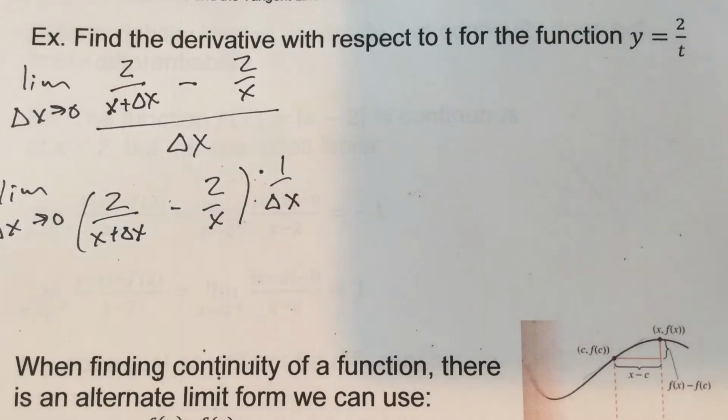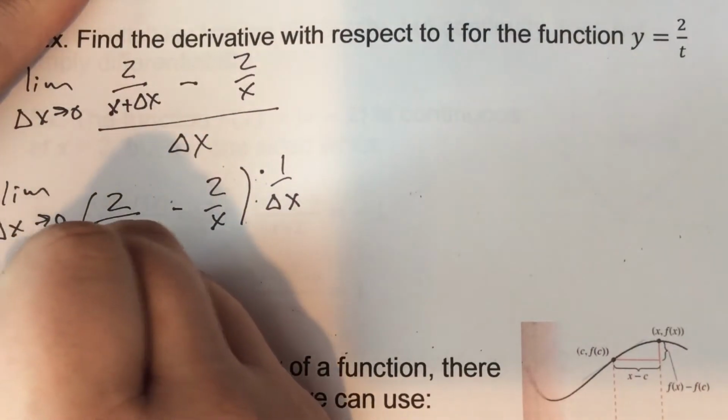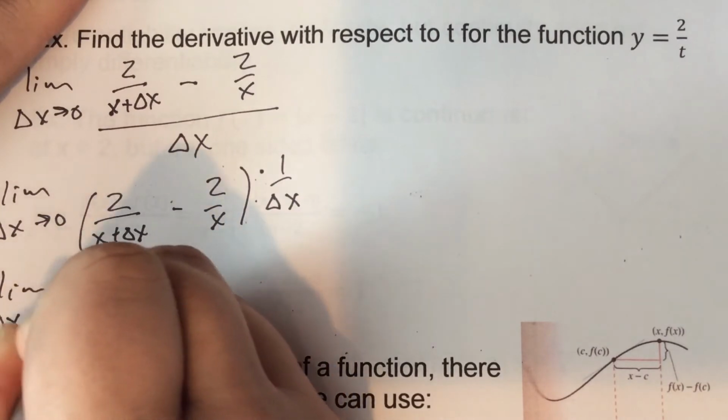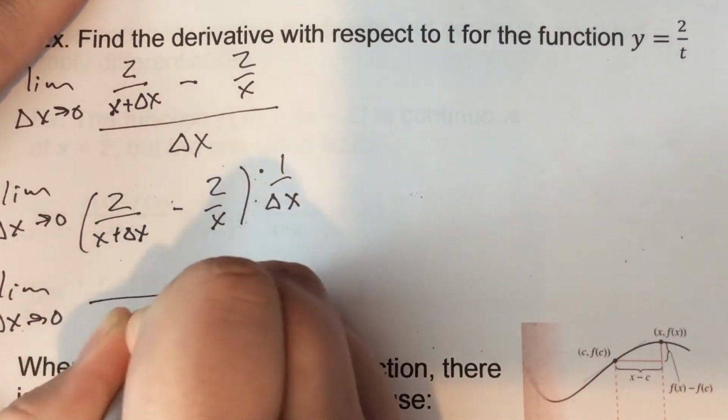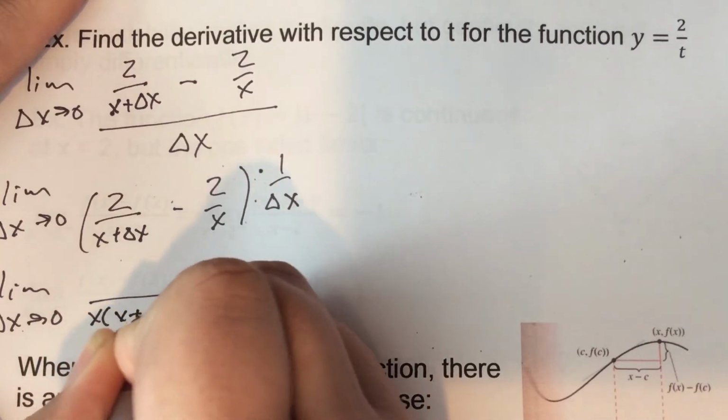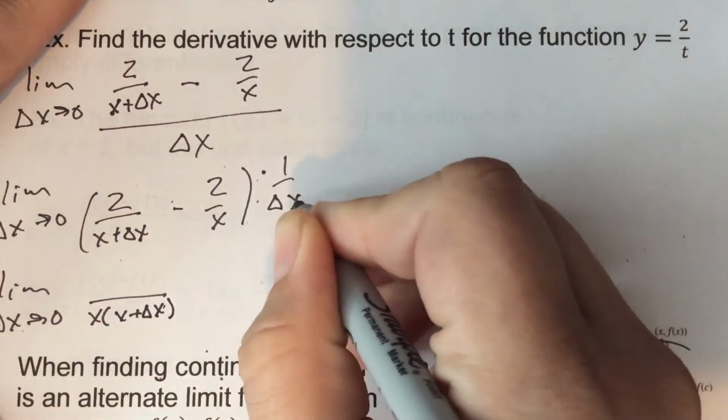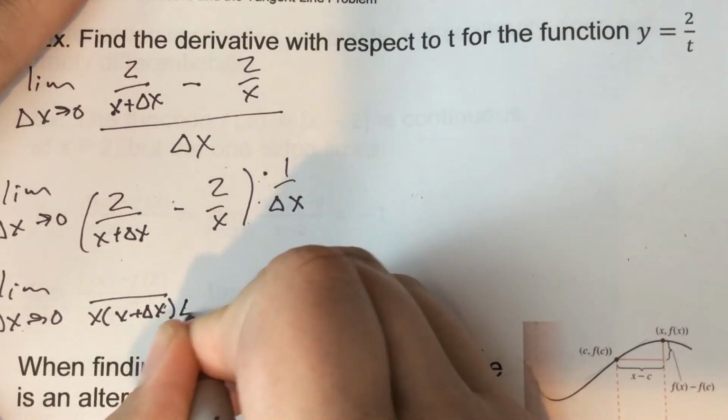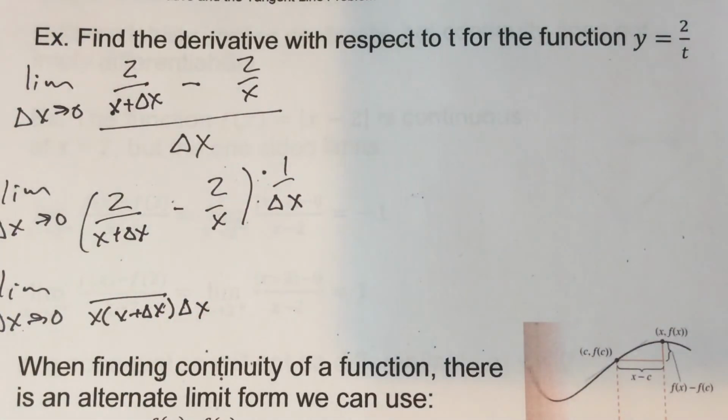Now, from here, we need to get a common denominator, which is going to be, so, limit change of x goes to 0 of x times x plus change of x. Now, because we're timesing by this here, we're going to have the change of x on the bottom there anyway.